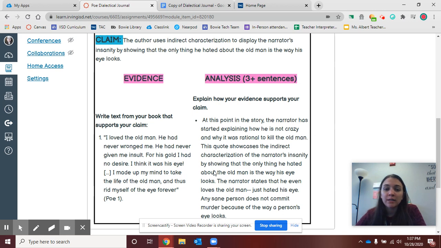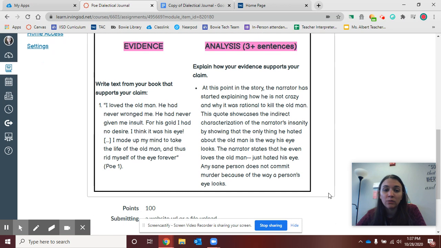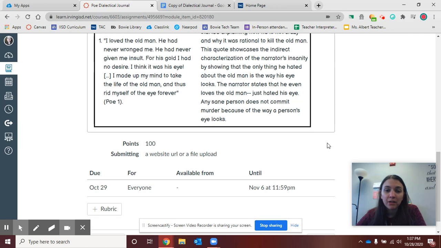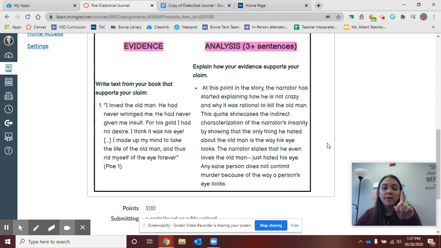So you'll notice that this is very similar to the claim that I put up here, all right? The narrator states that he even loves the old man, just hated his eye. Any sane person does not commit murder because of the way a person's eye looks. So that's my further explanation. So that's my example of 1 entry for a dialectical journal.